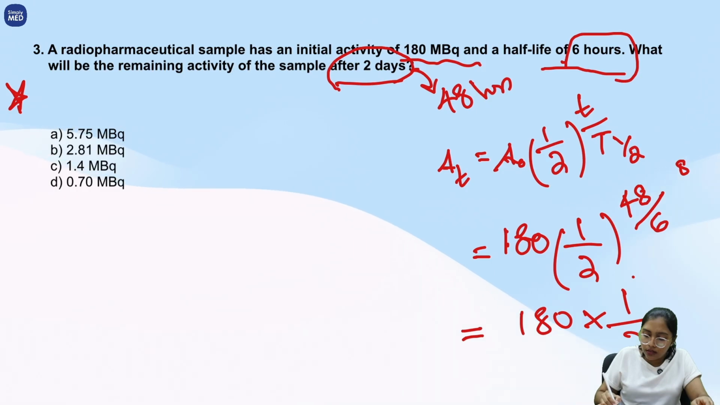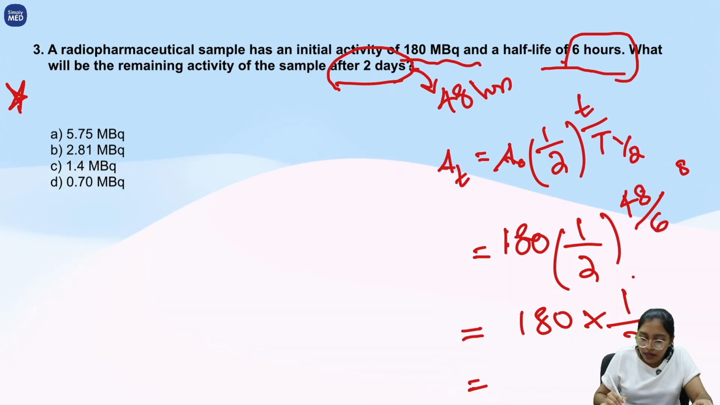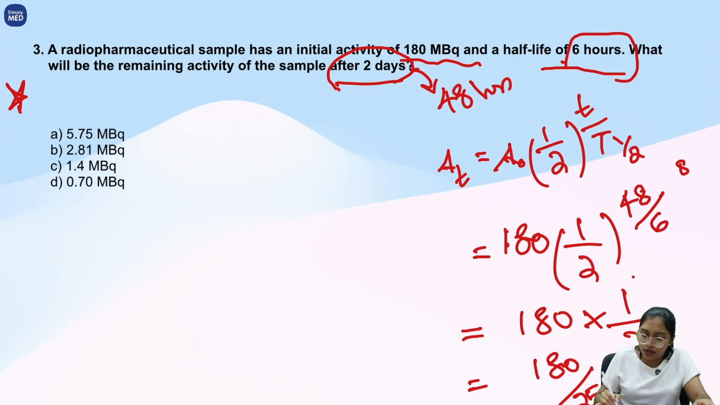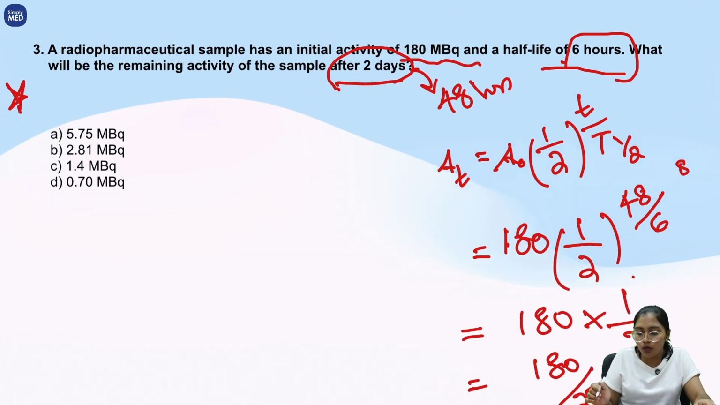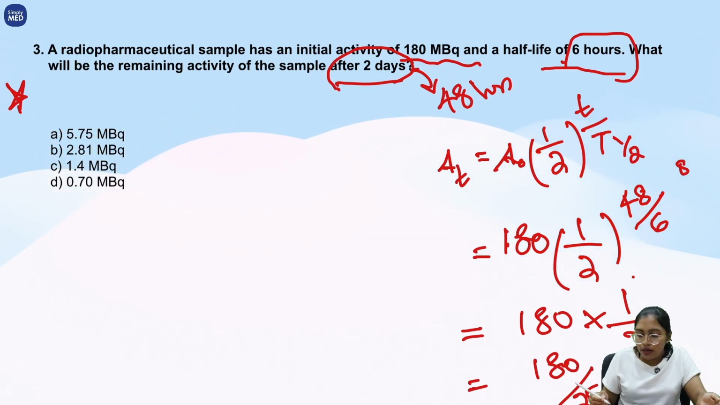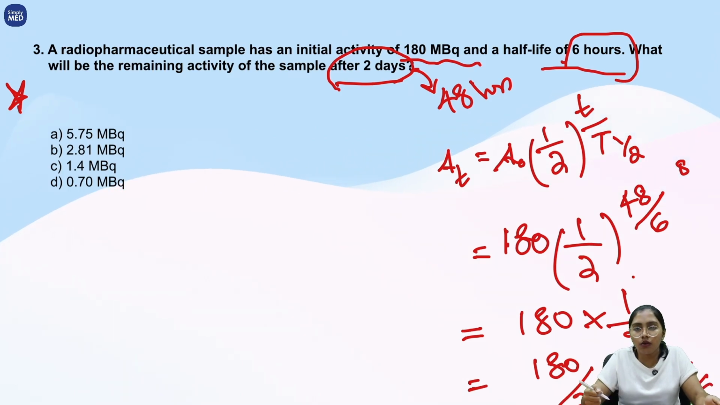2 raised to 8 is how much? 2 raised to 4 was 16, so 2 raised to 8 will be 256. So 180 by 256. You'll have a simple calculator on your screen while you appear for your exam, so don't worry about finding this out, you can easily calculate. So 180 by 256 is equal to 0.7. That's how we solve this one.